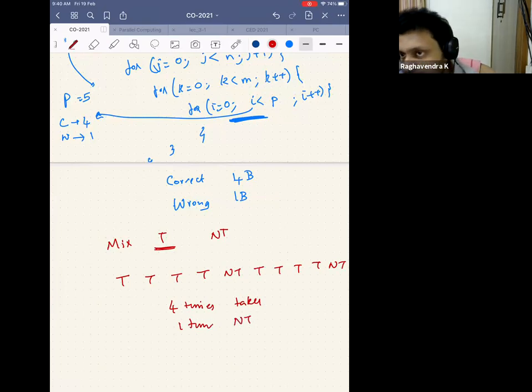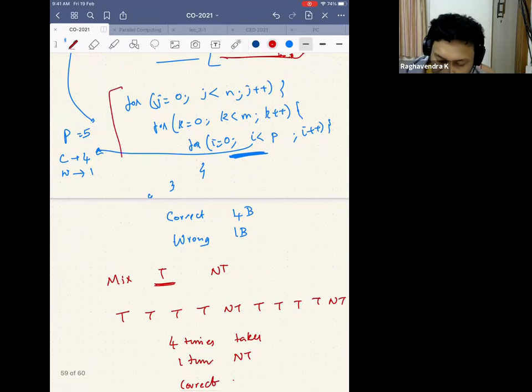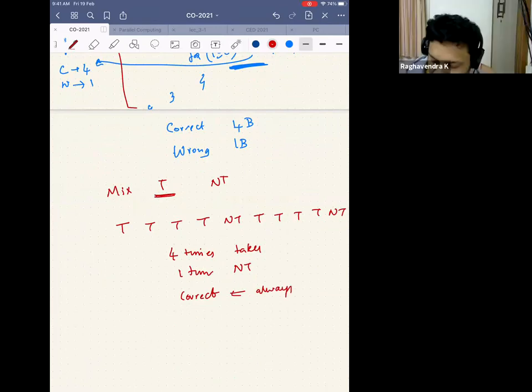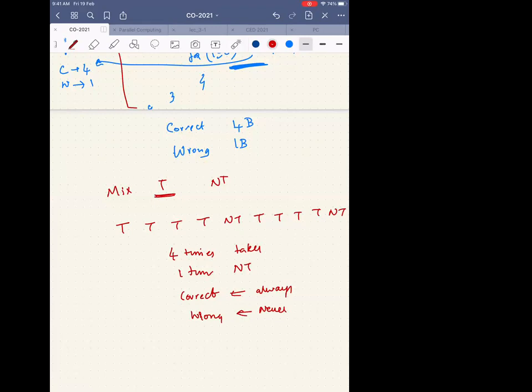So somehow the machine learning guy who built it has built a predictor which is predicting 4 times as taken and 1 time as not taken. Now, how many times do I predict correct? For this particular example, how many times do I predict correct? Always correct. Always correct, right? And how many times am I wrong? Never, right? So do you think such a thing is possible to build a predictor?